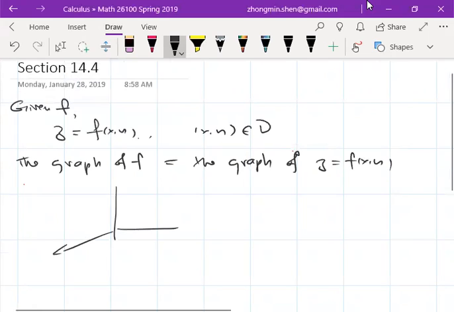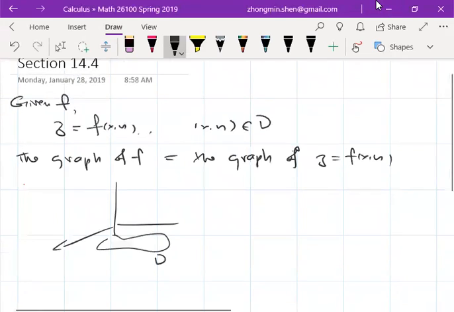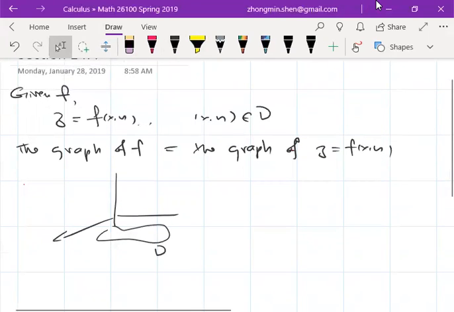If the function is positive, this is a domain D. It could be a square, it could be a half plane. Then if the function is positive, the z value is always positive.